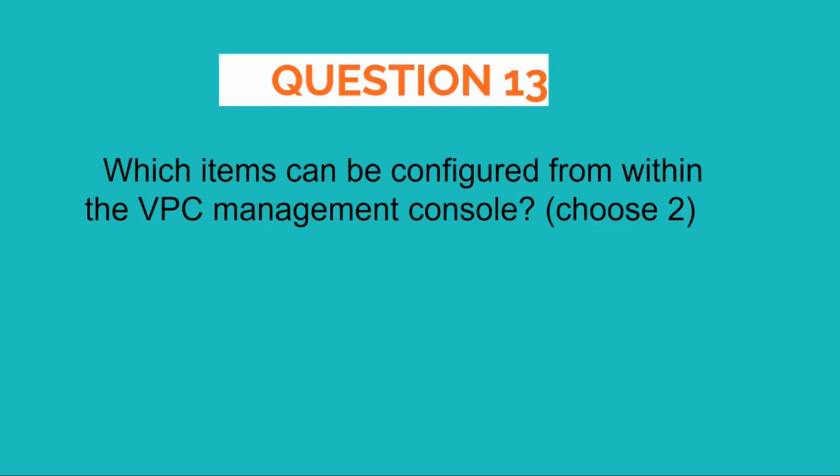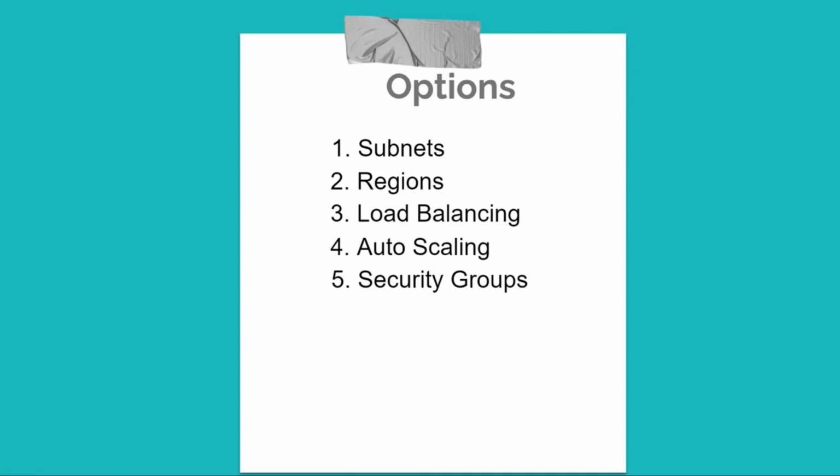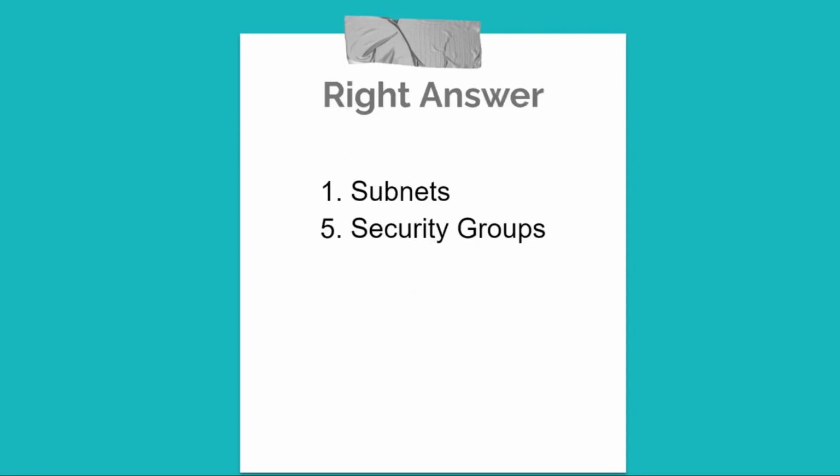Question. Which items can be configured from within the VPC Management Console? Choose 2. Option 1. Subnets. 2. Regions. 3. Load balancing. 4. Auto scaling. 5. Security groups. Right answer is 1. Subnets.